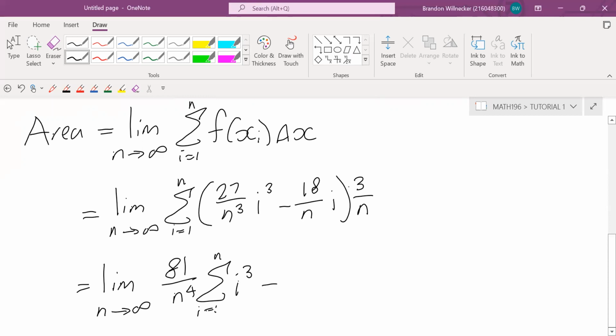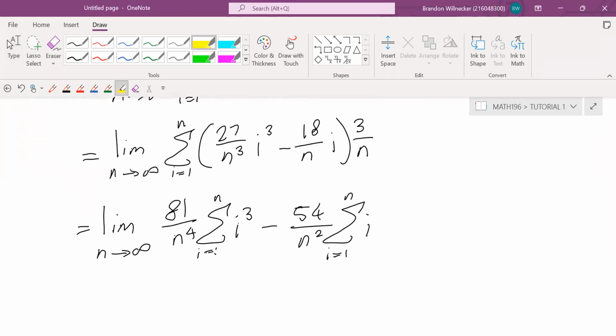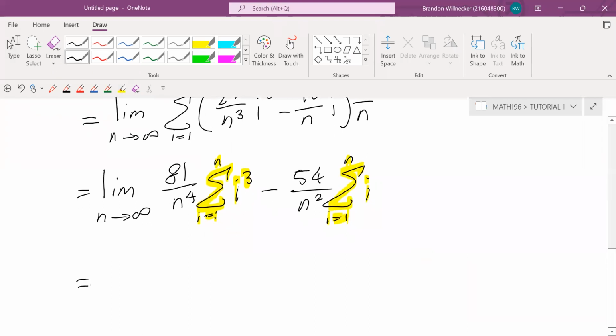Minus 18 times 3, that's going to be 54. N times n, that's going to be n squared. And then we have the sum from i equals 1 to n of r. Okay, like I said in the previous lectures, these summations here, the sum from i equals 1 to n of r cubed, and the sum from i equals 1 to n of r, can be replaced with their closed form expressions. In other words, we can write the limit as n goes to infinity, 81 over n to the 4.